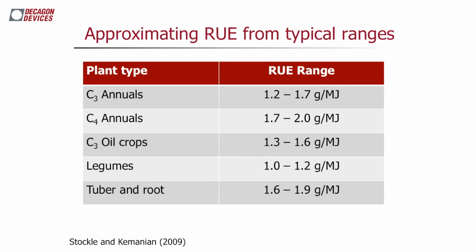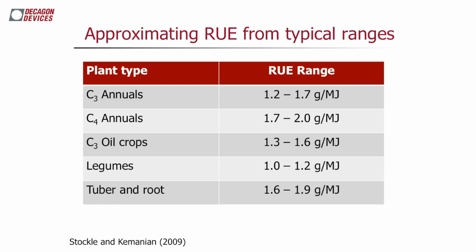Claudio Stöckle and Armen Kemanian in 2009 put together a list of several radiation use efficiencies over ranges. They've spent some time modeling crops, and here they've put together some information that may be useful to you if you don't have values for your own crop. And this is pretty easy if you were trying to do some modeling and just needed some numbers to get at.